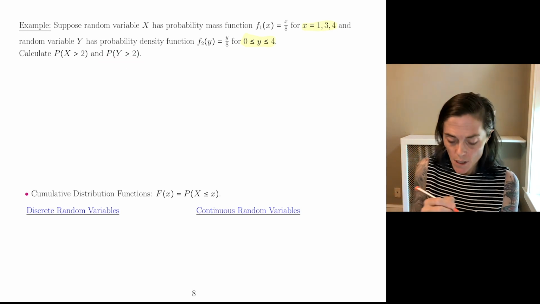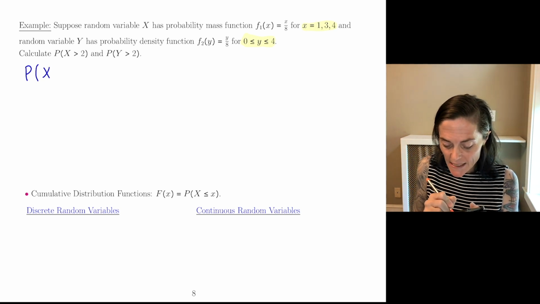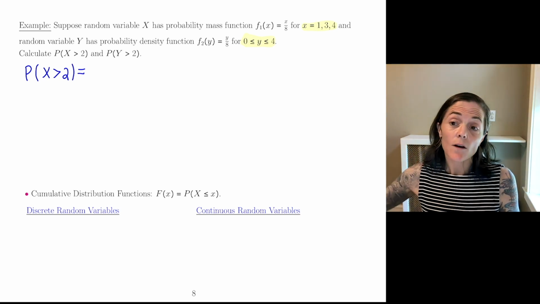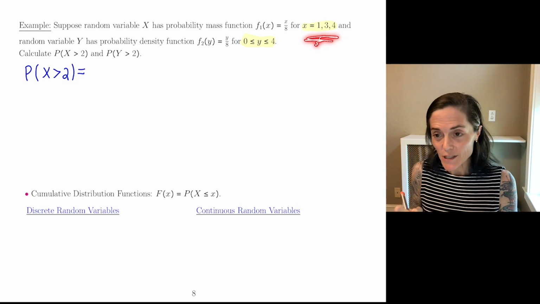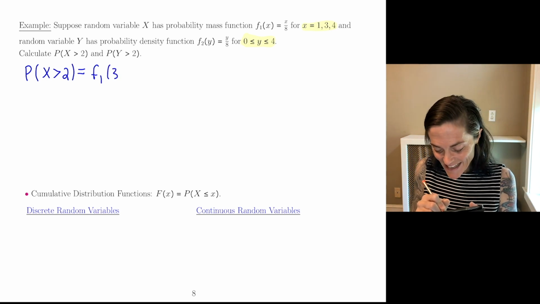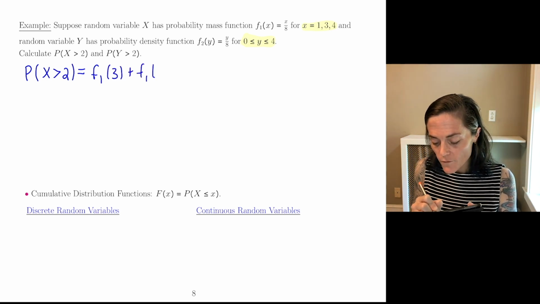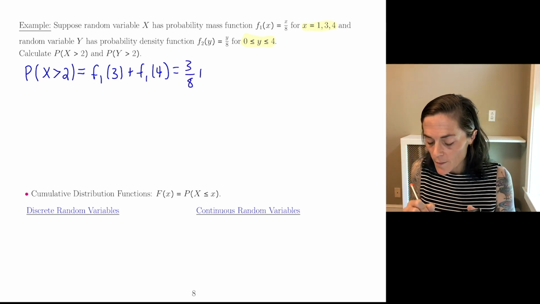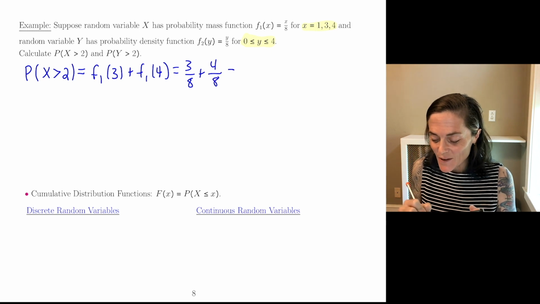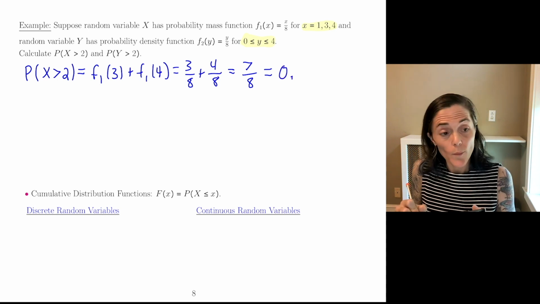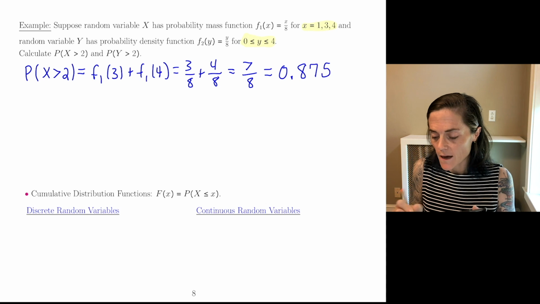Okay, first, for x, the probability that x is bigger than 2, I would just add over the values here that are bigger than 2. In particular, this is f1 of 3 plus f1 of 4. Now, we see this is 3 over 8 plus 4 over 8. We get 7 over 8, which, as a decimal, is 0.875. All right.